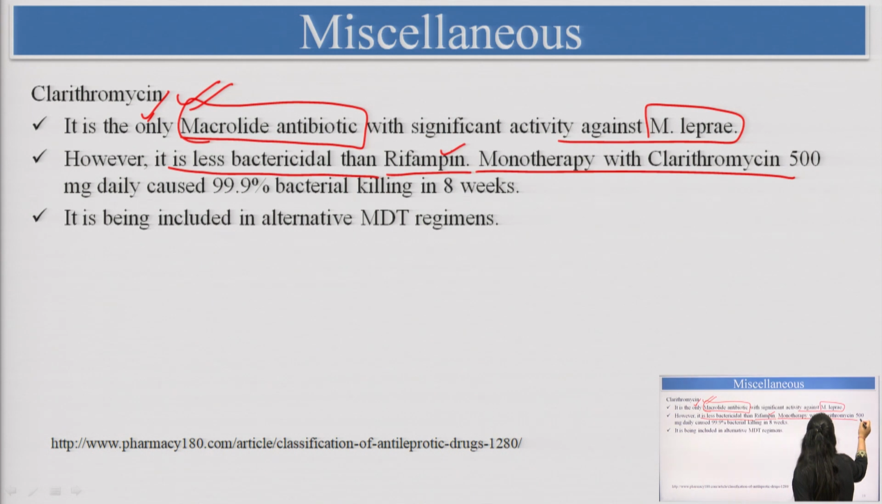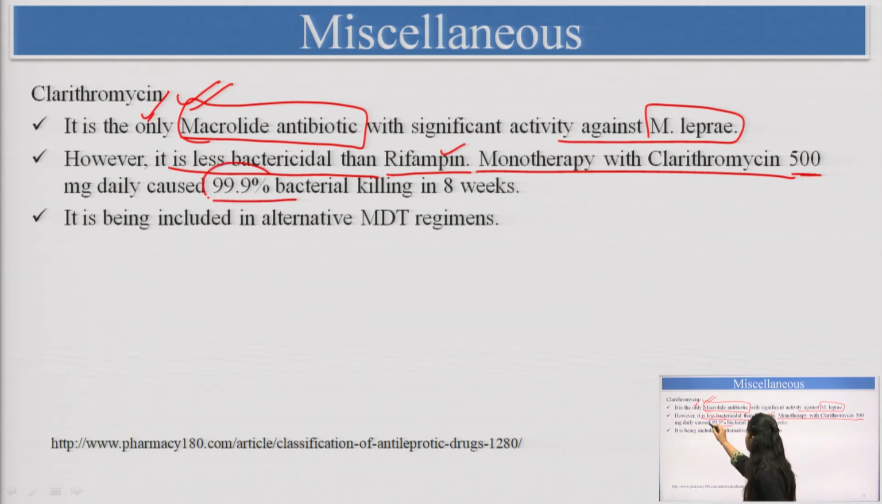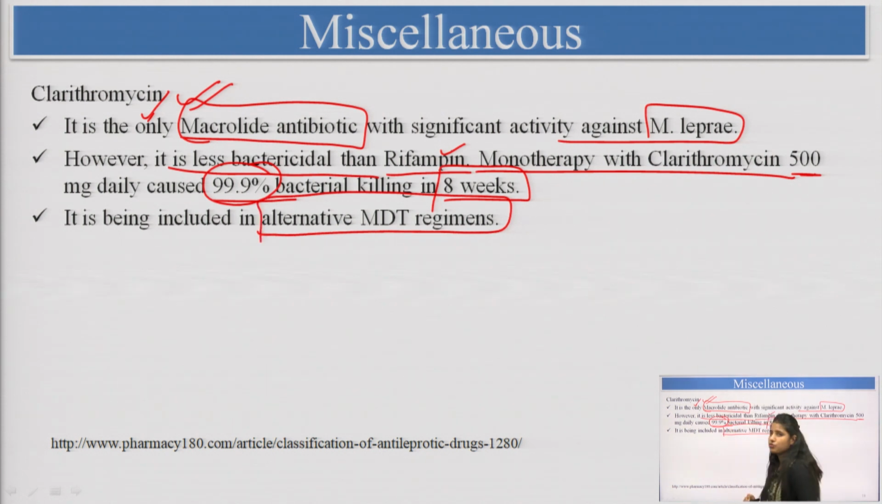Clarithromycin 500 mg daily kills the bacteria nearly 99.9%, but how much time does it take? 8 weeks. It is being included in alternate MDT regimens. That is why I told you there is one MDT regimen which is prescribed to all of the patients, but if it is not showing the effect, at that time we have some alternate MDT regimens.